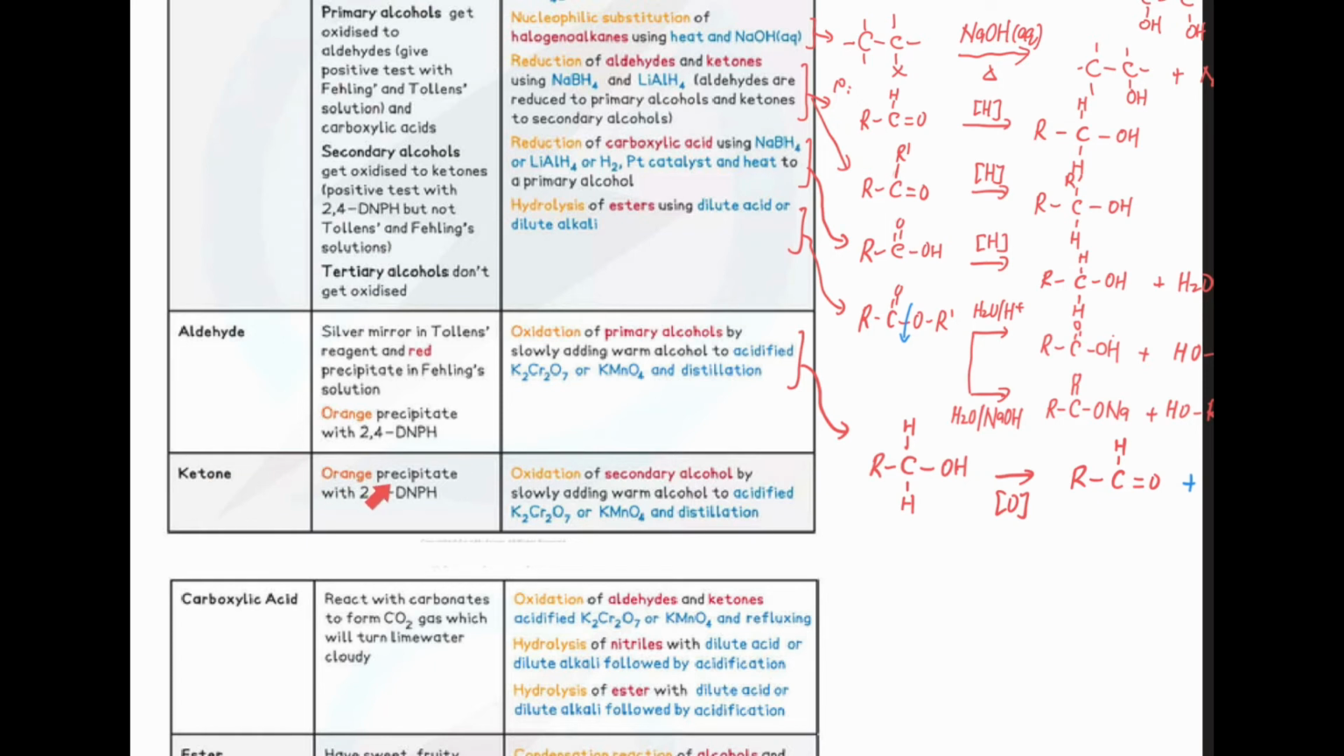Ketones, the test is you add 2,4-DNPH, they will change to orange precipitate, and the production is oxidize the secondary alcohol by slowly adding warm alcohol to acidified K2Cr2O7, same with this one, or KMnO4, and then you do distillation. Okay, so the equation.